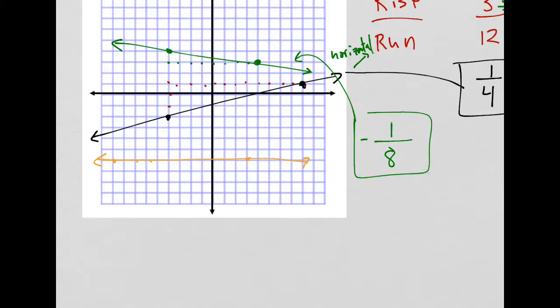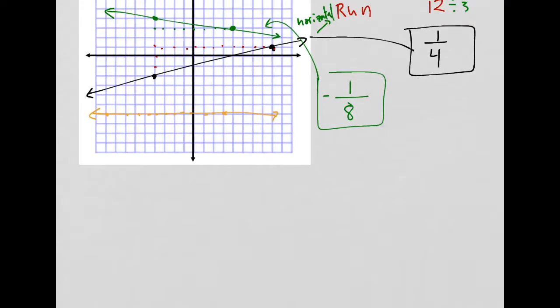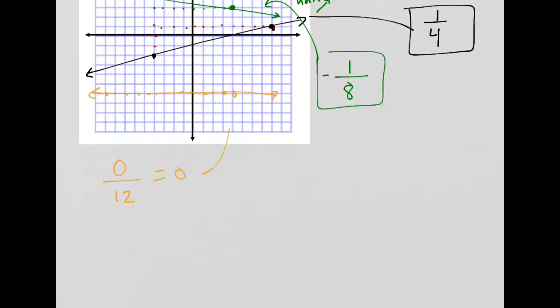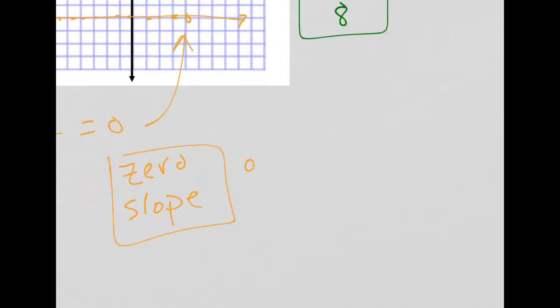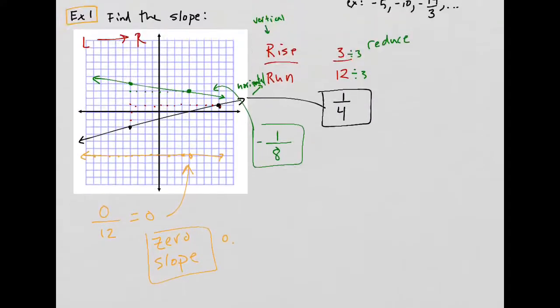1, 2, 3, 4, 5, 6, 7, 8, 9, 10, 11, 12. So the rise was 0. The run was 12. In fact, we could actually run 12, 13, or 13. It doesn't matter what we're running because 0 divided by anything is still just 0. So this is actually a 0 slope. A slope of 0. So you could just say, what's the slope? 0. And that's it. Okay.